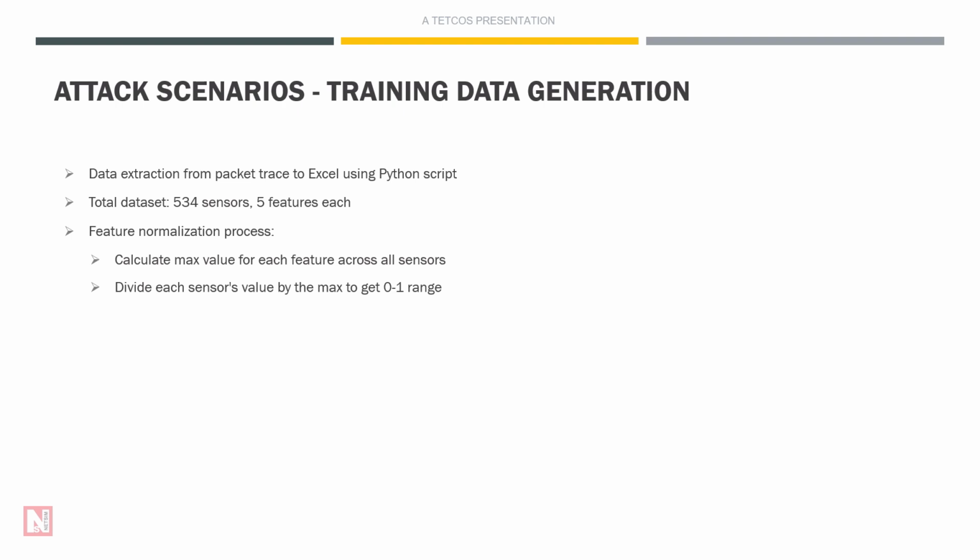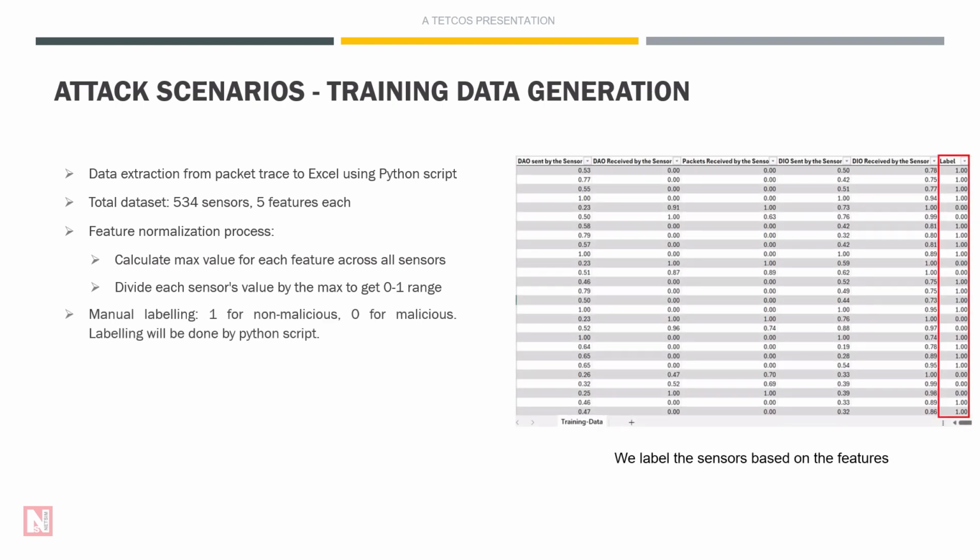After normalization, we moved on to manual labeling. Using logic within the Python script, we labeled each sensor as 1 for a non-malicious node and 0 for a malicious node. This labeled and normalized dataset now serves as the foundation for training our machine learning model.